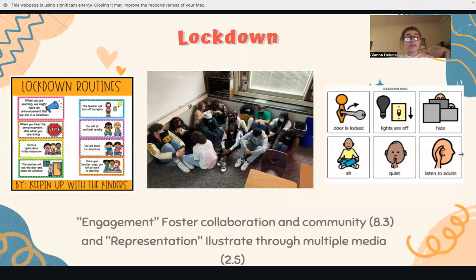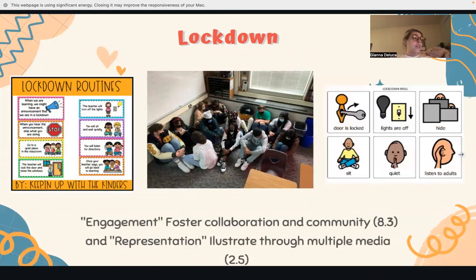We then have lockdowns. Situations where lockdowns may occur are becoming more and more common. Students need to be reminded of the routine of what to do when an administrator comes on the speakers and tells us there's a lockdown. Students should be going over lockdowns monthly. The routines, the reminders, visual reminders, great example. Working as a community, fostering collaboration, is something we have to do in these situations.